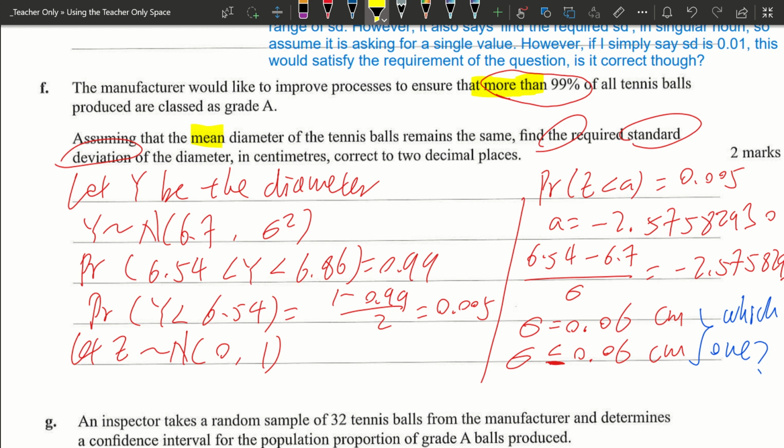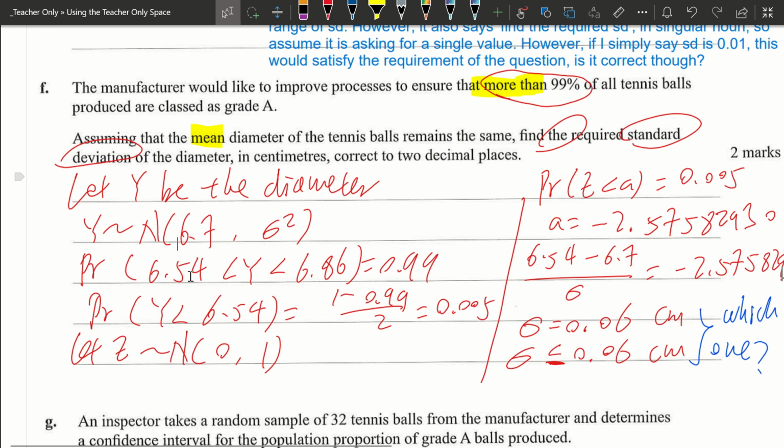Okay, so I need a new variable because the standard deviation is different now. So the whole distribution is different. Right, so let y be the diameter. So y is a normal distribution. The mean is still 6.7, and the variance is whatever standard deviation I'm looking for, squared.